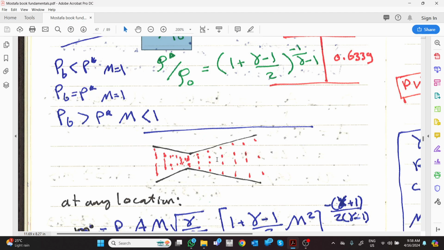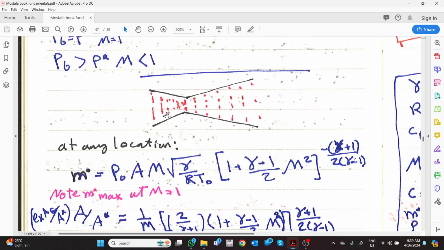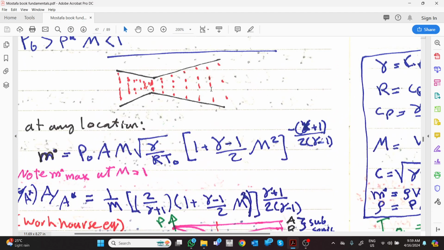Even if the back pressure is equal to the pressure here, which is P star, which is the pressure at Mach number 1, Mach number 1 will also happen. But if the back pressure is bigger than the nozzle pressure at Mach number 1, it is impossible to reach Mach number 1. And the same concept we discussed here applies to the stagnation pressure here.